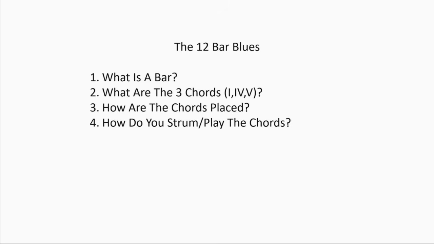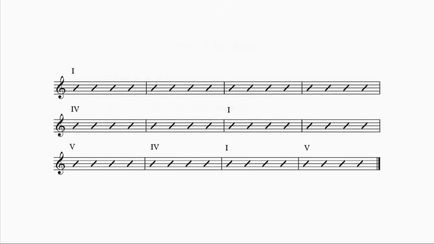So the first thing is the 12-bar blues. The first thing you got to know is that a bar is simply a measure. It's a measure of music. A bar is another name for a measure. We could call it a 12-measure blues, but we call it a 12-bar blues. So there's a bar, there's a bar. You can probably see from that there are, in fact, 12 of them.